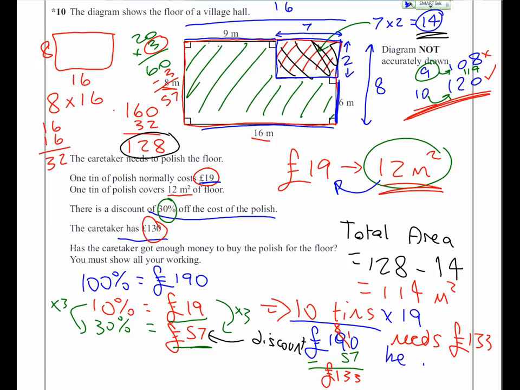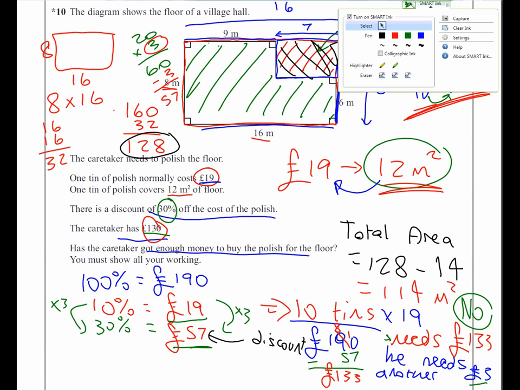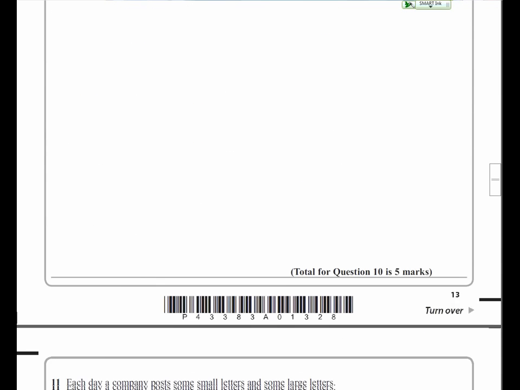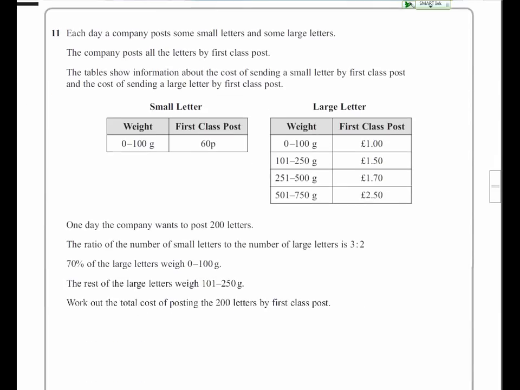He needs another £3. So what was the answer? Has he got enough? Let's just write nice and clear. No, he's not got enough. He needs 133, so he needs another 3 quid because he's only got 130. That is a very functional question. You can see it's a star question. You need to think about what's going on and explain your answer.